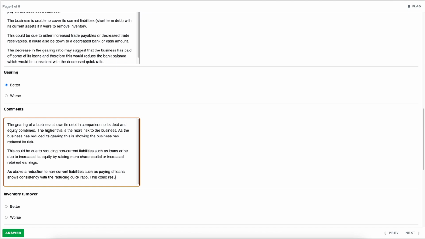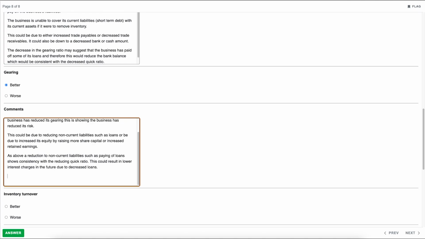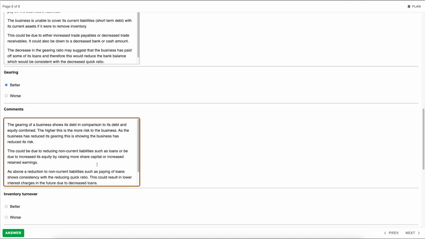This could result in lower interest charges in the future due to decreased loans. Okay, so we've explained what the gearing is, explained what the formula shows. We've said that it's decreased, which is good for the business because it's showing they have reduced its risk. We've said why that could be, and we've done a link, as we did before, to our previous ratio.